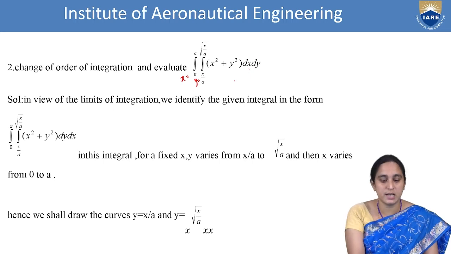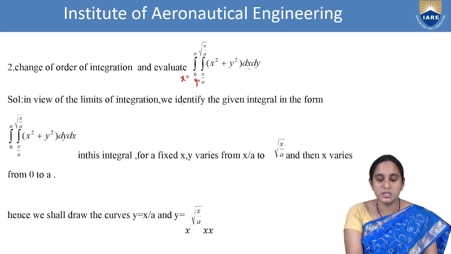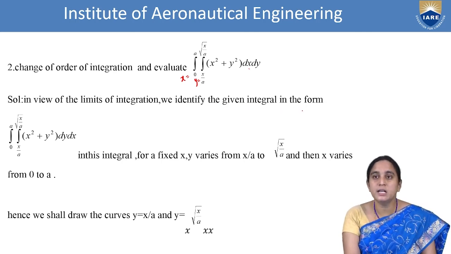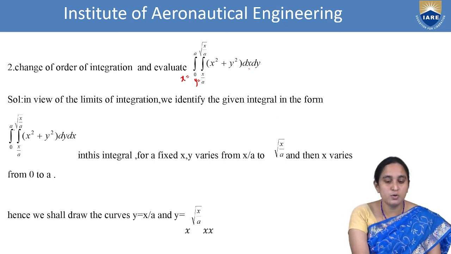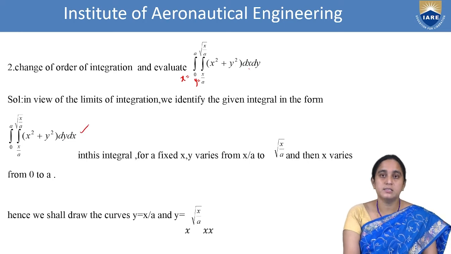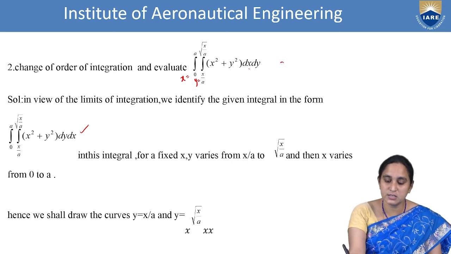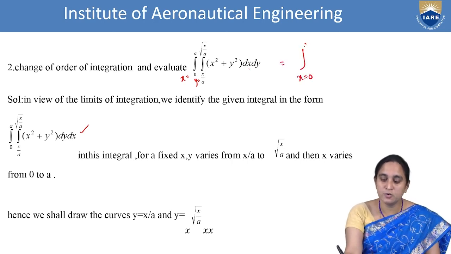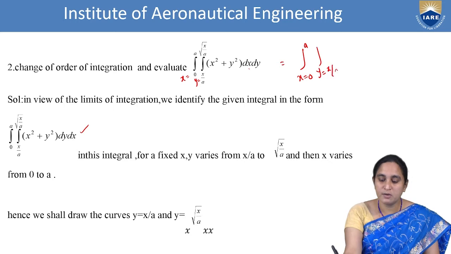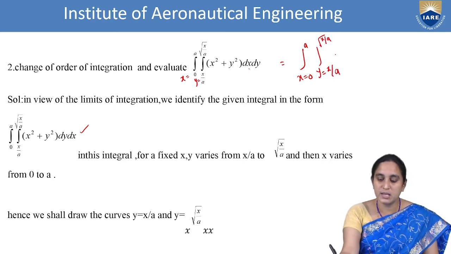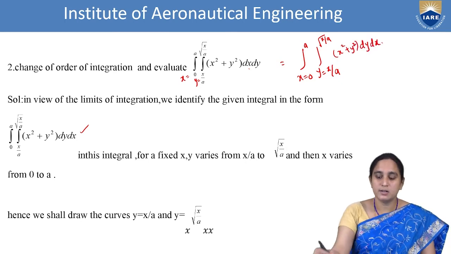Here we have to replace that. In view of the limit of integration, we identify the given integral in the form of, okay, what is the form of the given question here? Integral 0 to a integral of x by a to root x by a, x square plus y square into dy dx is correct. Therefore, the given question I'll write as integral x is 0 to a and y limit points are x by a to root x by a, x square plus y square into dy dx. Okay, actual question this is.